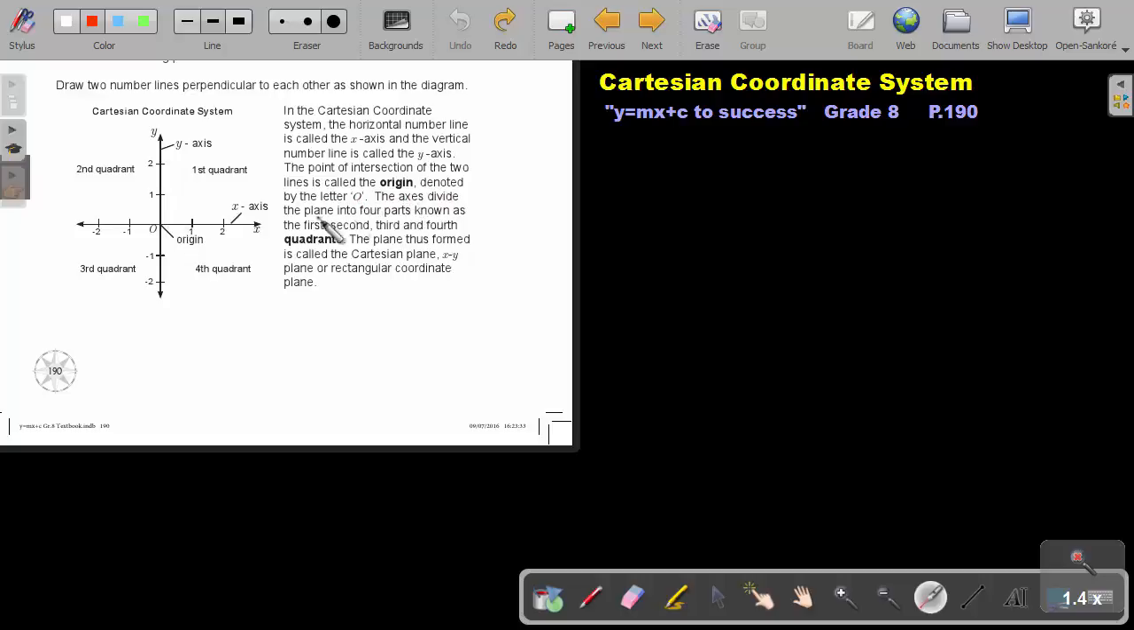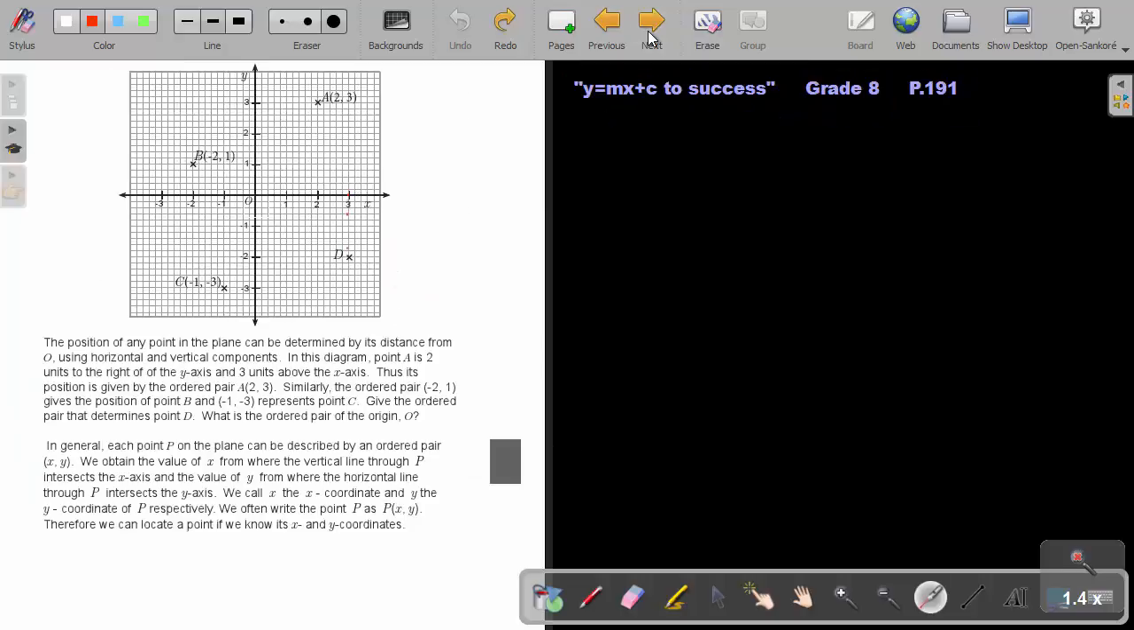The axes divide the plane into four parts, known as the first, the second, the third, and the fourth quadrants. This is the first, this is the second, this is the third, and this is the fourth quadrant. The plane thus formed is called the Cartesian XY plane. This is the Cartesian XY plane, or the rectangular coordinate plane, another name for it.